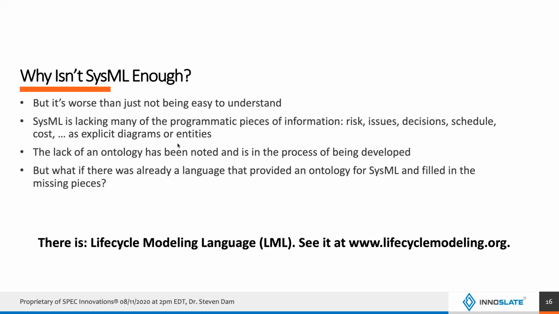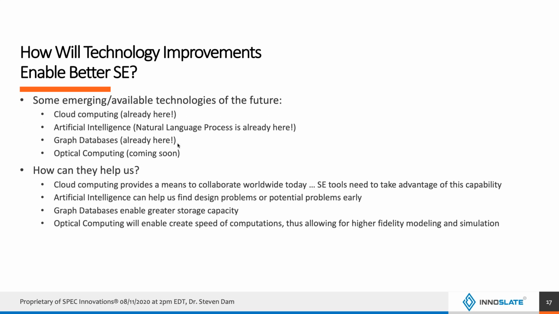There's an RFP out for developing an ontology. But we actually have one available, had one since 2014. It's called the Lifecycle Modeling Language. You can go to lifecyclemodeling.org and see it. It's an open standard, completely available to anybody. It's not proprietary to Spec Innovations or anybody else. The chairman of the steering committee for it is a Naval Postgraduate School professor. Okay, you know he can't be behind something that's proprietary.